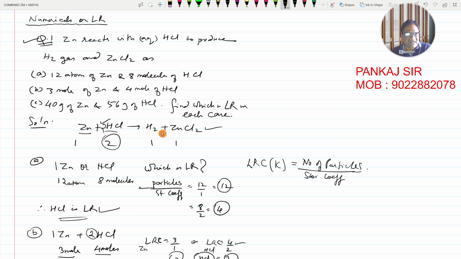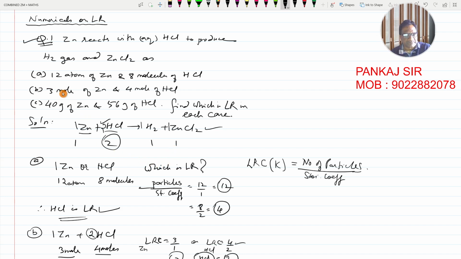Once the equation is balanced, you have to write the stoichiometric coefficients of each reactant and the product. So the stoichiometric coefficients for zinc it is 1, for hydrochloric acid it is 2, for hydrogen it is 1. When there is nothing in front of the substance, you have to write 1 over there. And for zinc chloride also there is 1. So the coefficients are 1, 2, 1 and 1, right?